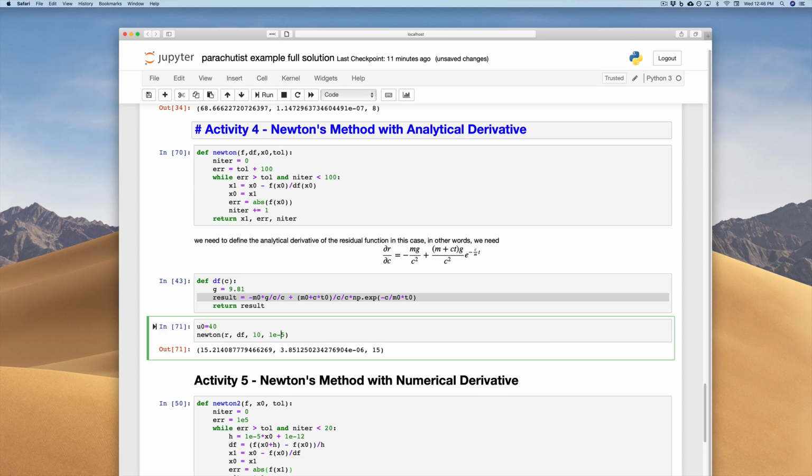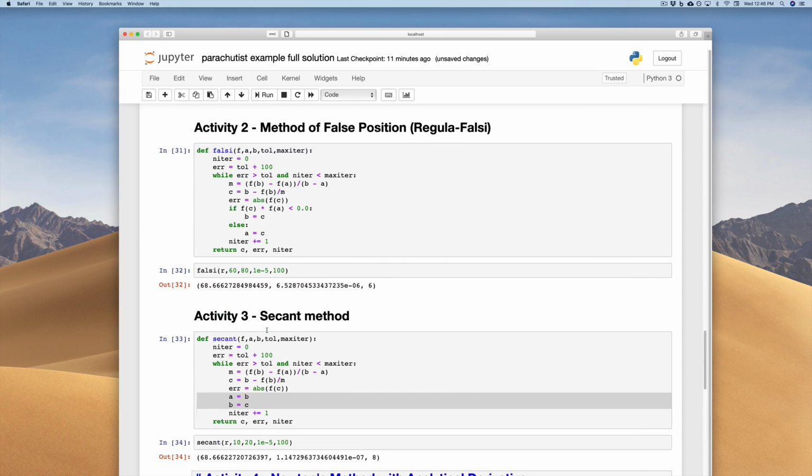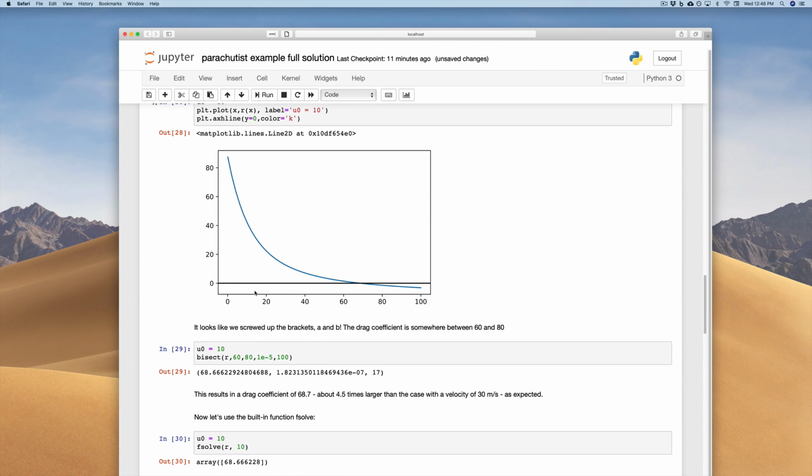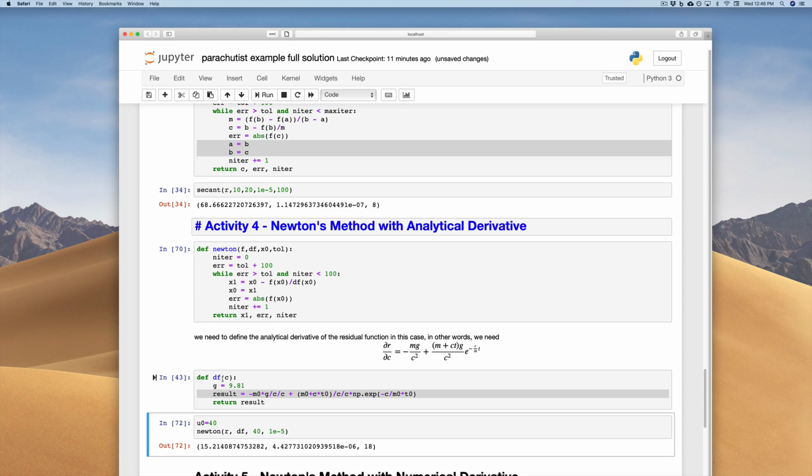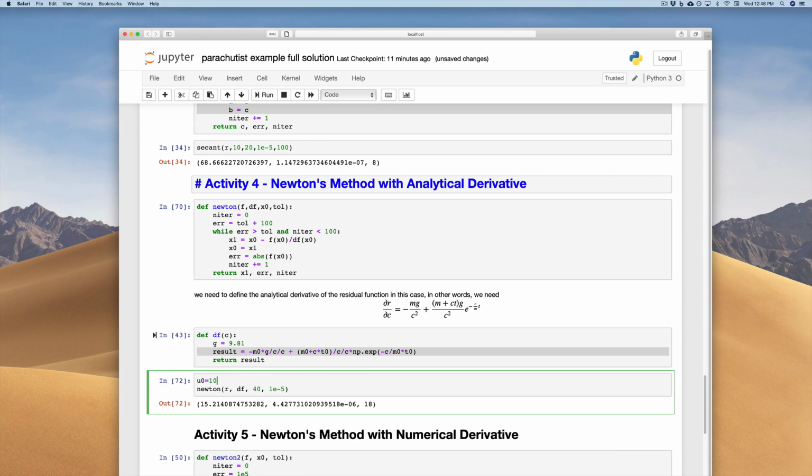Let's see if we can do this with another initial guess, maybe 40. Again, it works. I recall with the secant method we had problems with initial guesses between 40 and 80. However, this works pretty well because we're taking the exact derivative at that point. The derivative is not really 0, so it's going to get us to the right point correctly. We can also do this for 10 meters per second, and we expect the drag coefficient to be much higher in this case because we're slowing the parachutist down significantly. Okay, let's go back to our slides.